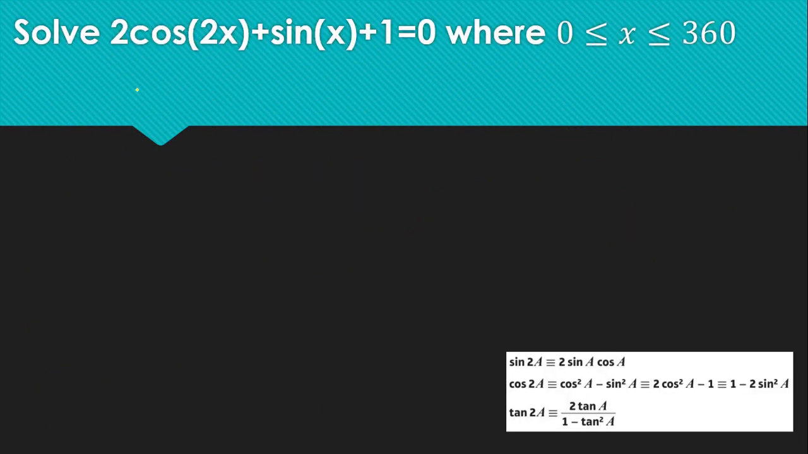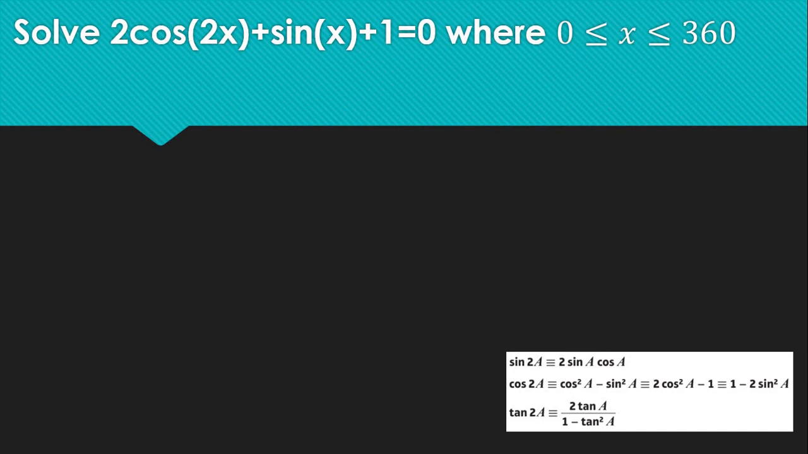Next, we have 2 cos of 2x plus sine of x plus 1 equals 0. Now, this looks faintly like a quadratic to me. Okay, it looks a bit like it, but obviously there's a problem because I've got cos and I've got sine. Again, you won't be able to solve anything like this until you've got a singular cos or a singular sine or a singular tan and no other trigonometric ratio involved in it.